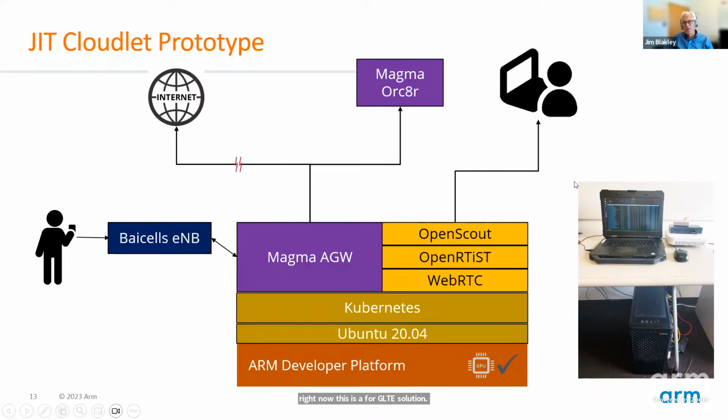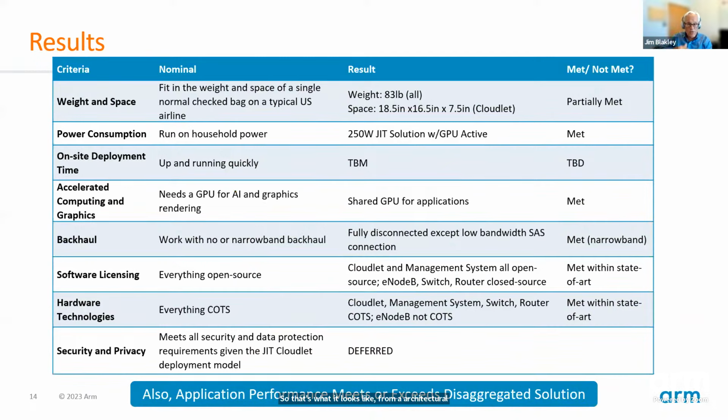On the right-hand side here, you can see the physical footprint of the entire solution. The desktop-style server down there at the bottom, which is the Ampere box, as well as a management console laptop, which also runs the Magma orchestrator, plus a little bit of switching and routing gear there to basically connect all these boxes together. So that's what it looks like from an architectural implementation perspective. Let's see how we did against our results.